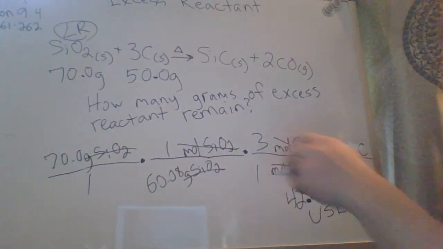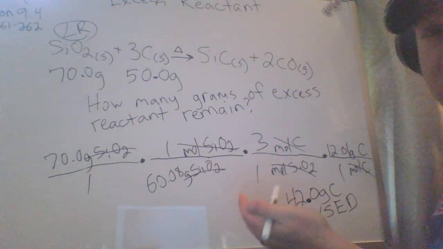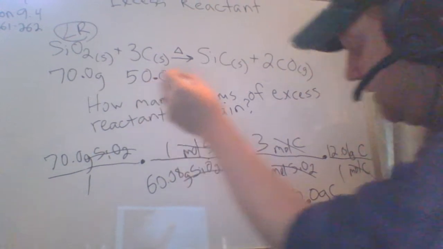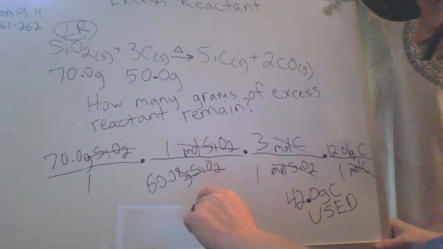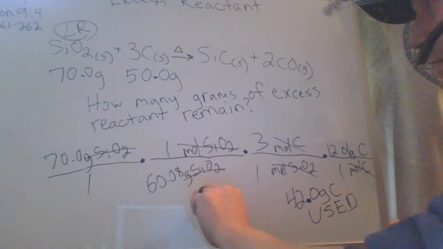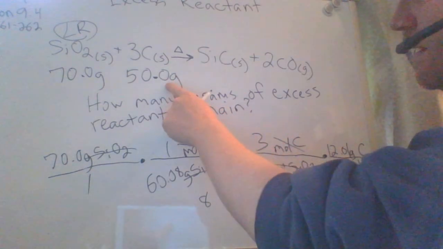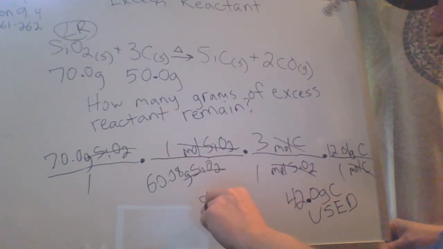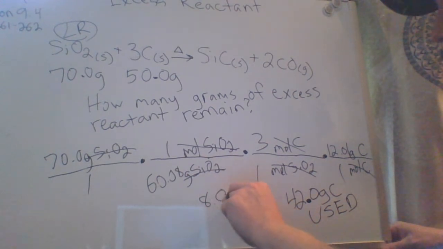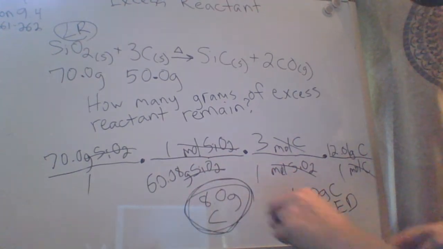So it's a simple subtraction. 50.0 minus 42.0. I'm out of room, but you just subtract. This is what you have. This is what you used of the excess reactant. 50.0 minus 42.0. What are we going to get? 8.00. And actually, when you're subtracting, you should just go to the digit place with the least amount of decimal points. We're going to call it 8.0. 8.0 grams of carbon remain. That is our final answer.